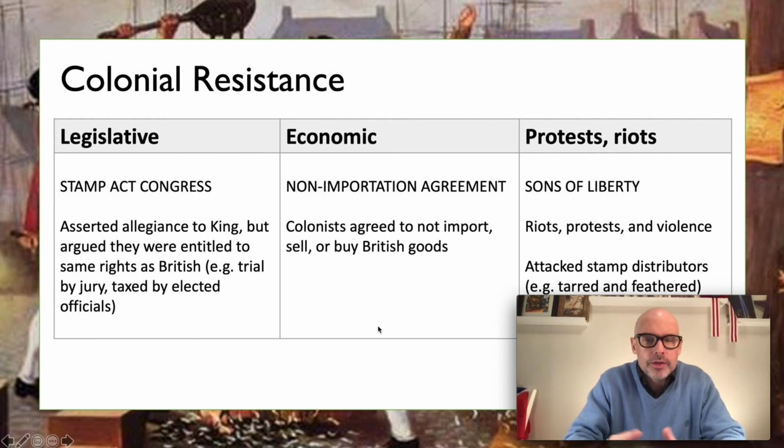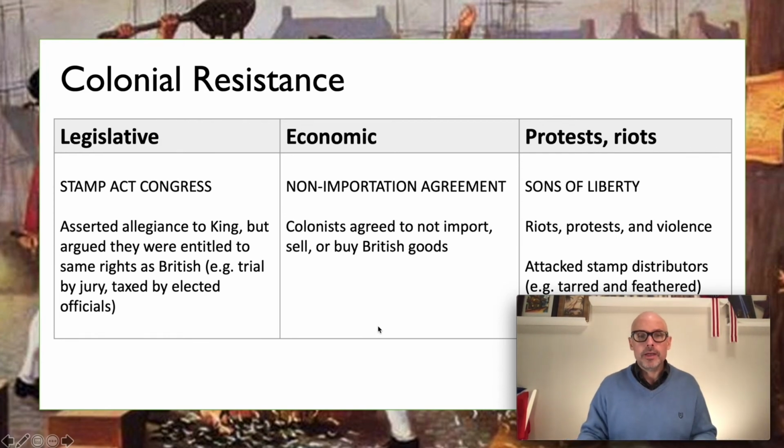But these different resolves, these different legislative procedures throughout the colonies, are going to lead to what is called the Stamp Act Congress. And that's just a delegation of members from different colonies meeting to decide how they're going to respond to the Stamp Act. And in it, they did pledge allegiance to the king, right? They're still proud to be British, right?